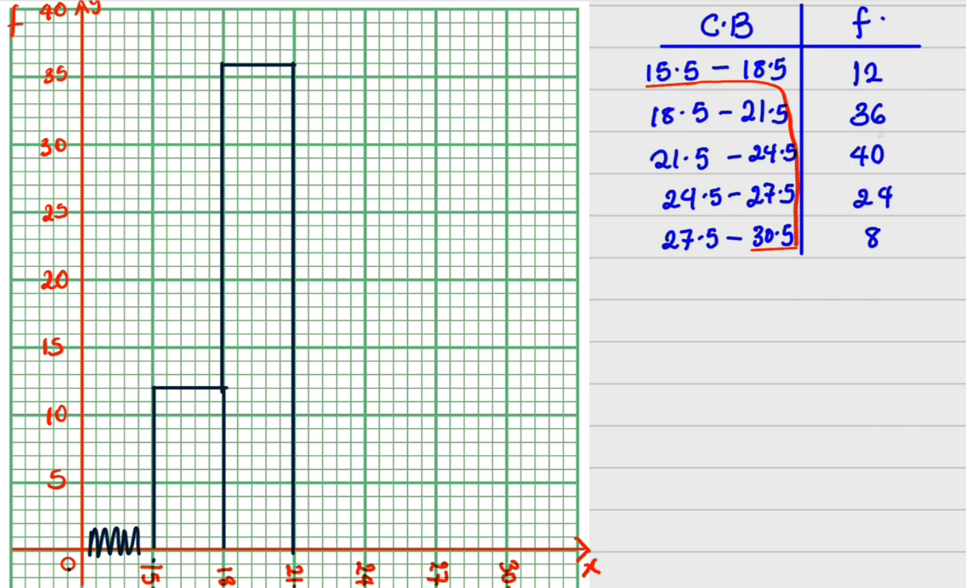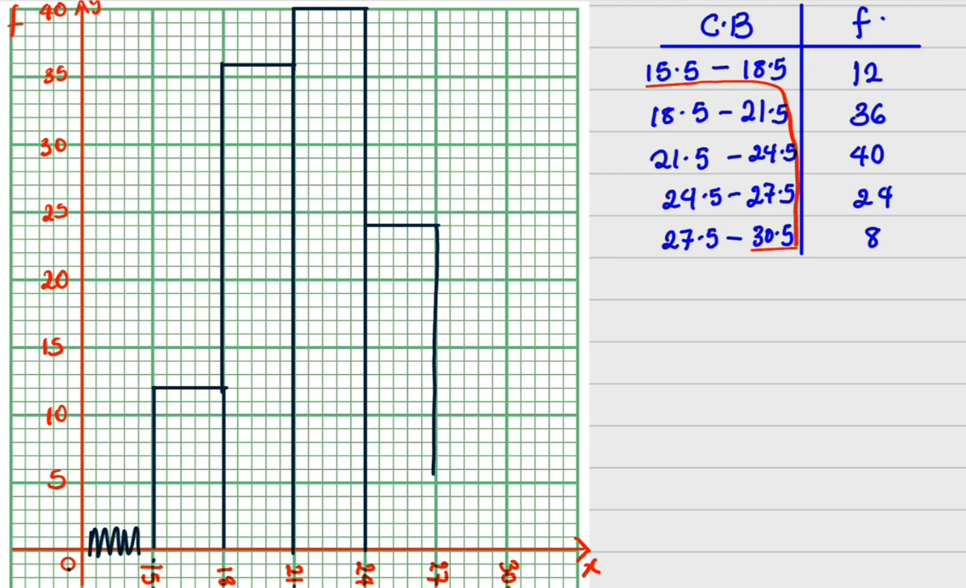Now the next is 40. Of course, 40 starts from here. So I'm going to have my bar, sorry. So this is what I have. Then the next is 24. And 24, I'm going to start here.